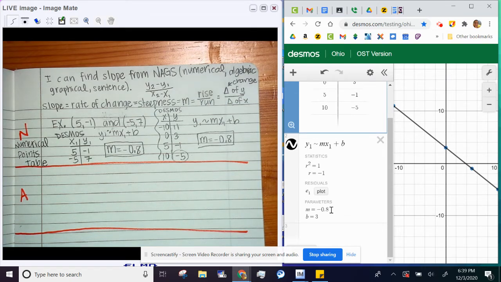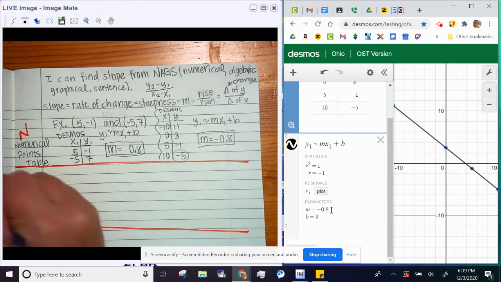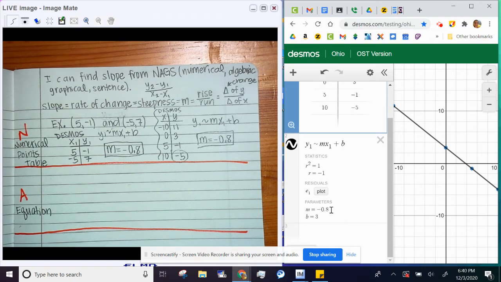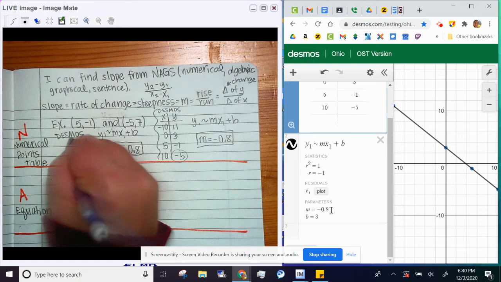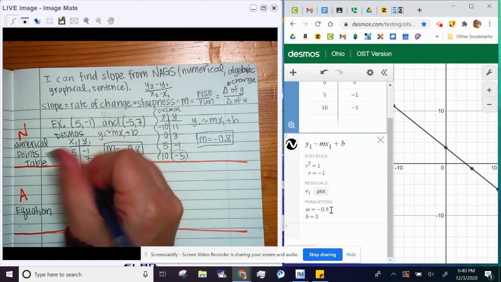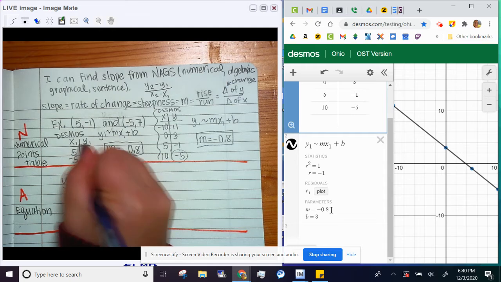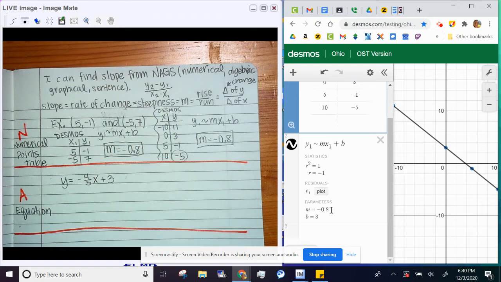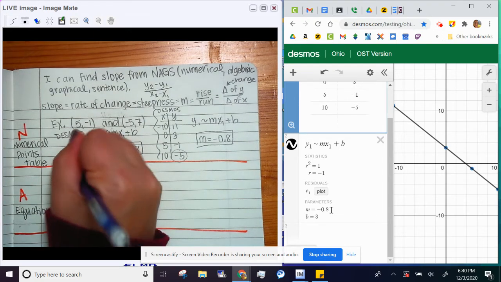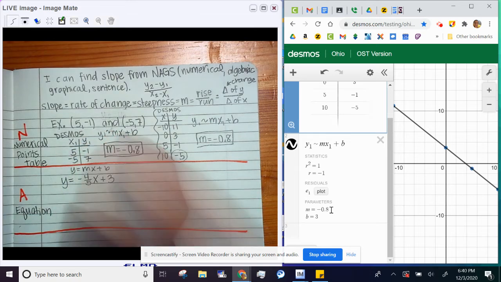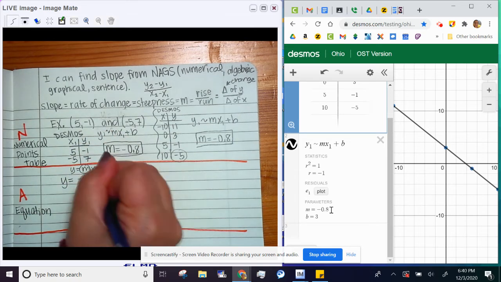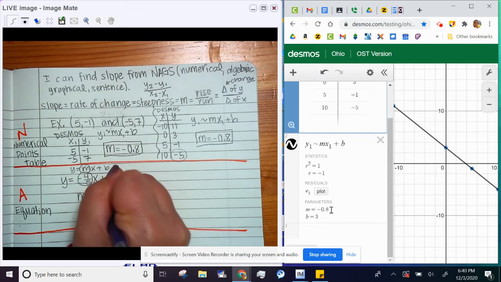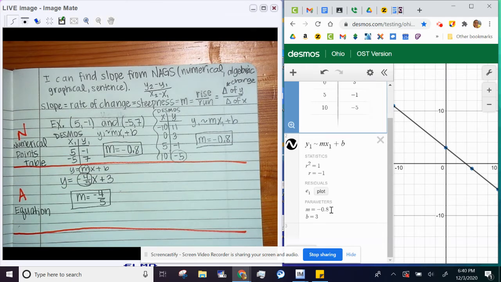Okay. So with algebraic, remember that means equation. I have a couple of kinds of equations. I have a slope-intercept form equation. So a slope-intercept form would be like y = -4/5 x plus 3. I know it's slope-intercept form because it looks like y equals mx plus b. Remember, the m is the slope, so this time my slope is -4/5.